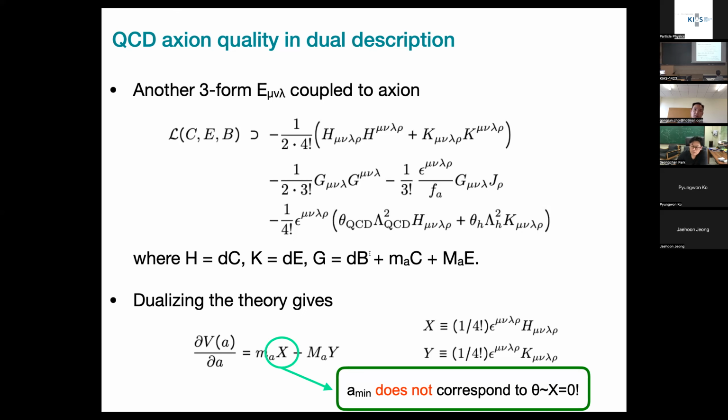Even if... Gongjun, I have a question. Yes. You are talking about the effective theory below lambda QCD. Why don't you assume the extra E field is just a heavy field, and you don't see those degrees of freedom in the low energy effective theory? Oh, that's right.